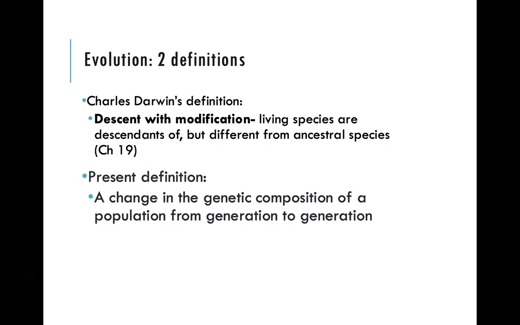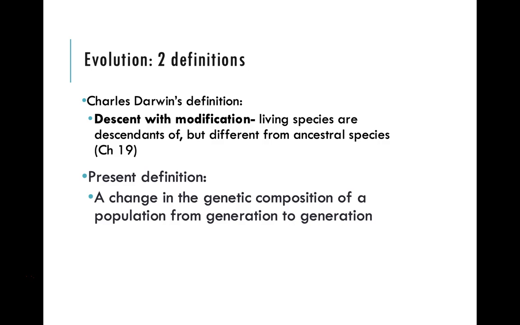So we have two definitions of evolution. In chapter 19, we saw the idea of descent with modification. And this, of course, happens through natural selection. Living species are descendants of and so share characteristics with ancestral species, but they're also different because natural selection has made them different over time. So they are descended from but different from their related ancestral species, which is how we get this huge diversity of living organisms on Earth.